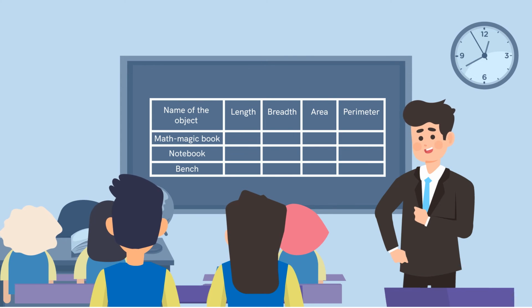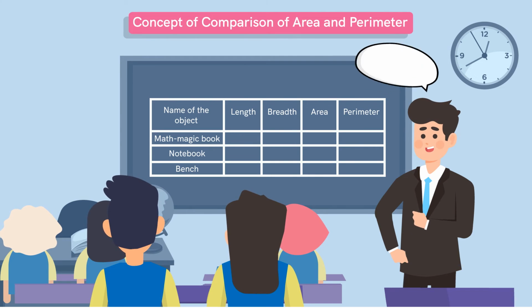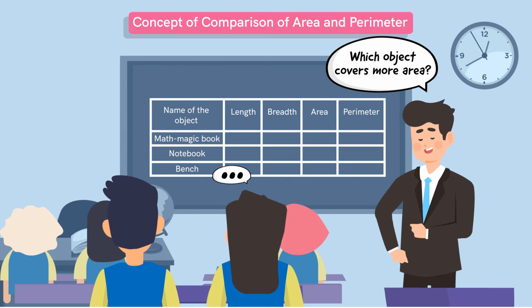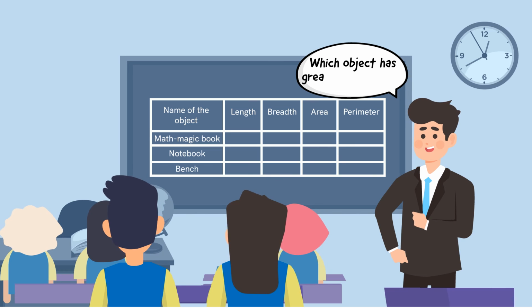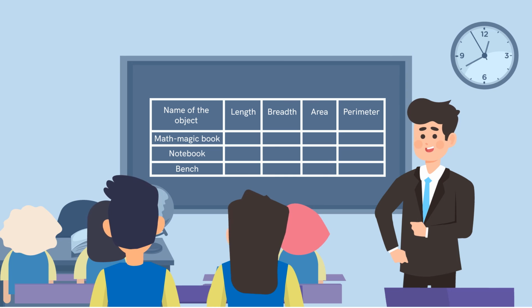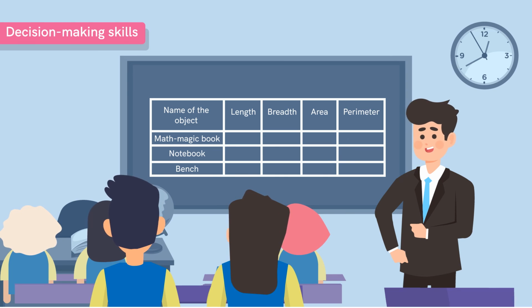Continue with the following inquiries of the students to lead to the comparison of area and perimeter. Which object covers more area? Accept all the possible responses. Which object has a greater perimeter? Answering questions such as this will develop the skills of decision making in students.